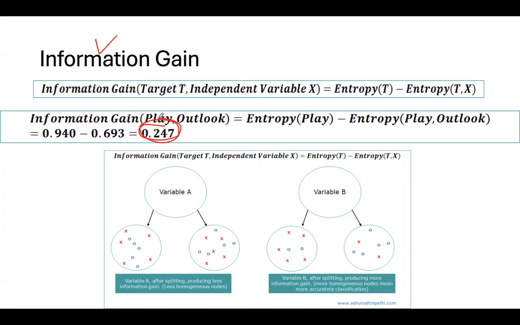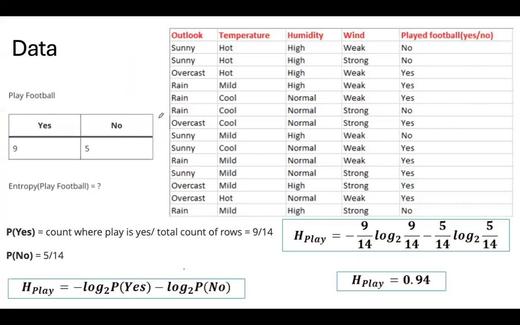Now, we'll do exactly the same thing which we have done for outlook for all the other variables. In the next case, we'll forget about outlook, humidity, and wind, and only take the temperature column and the final column, repeat the same process as we did for outlook, and calculate the reduction in entropy if we use temperature.